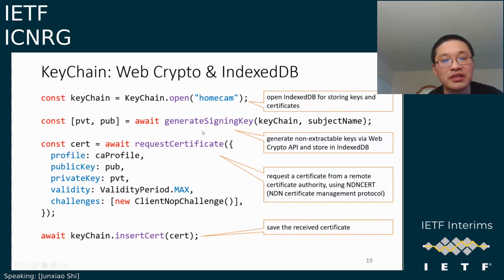Then I can call generate a signing key, and it will generate non-extractable keys using the Web Crypto API and store them into IndexedDB. The private key bits are not available to JavaScript code. This provides some sort of isolation or protection against someone stealing the keys. Then NDNTS has a client for the NDN certificate management protocol. So I can call request certificate. It will communicate with a remote certificate authority and obtain a certificate. After it succeeds, I can finally save that certificate into the keychain.